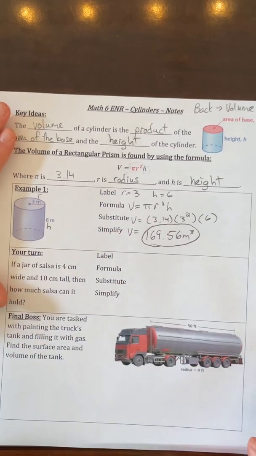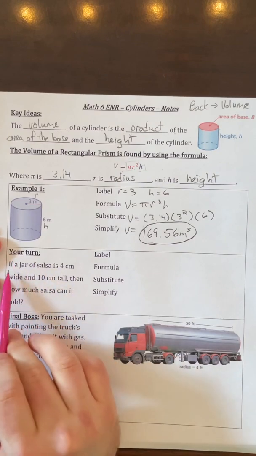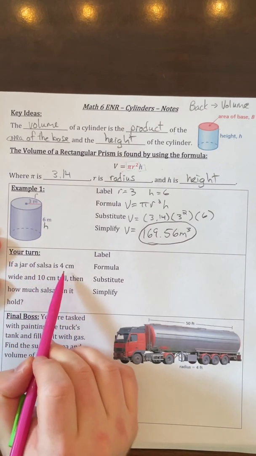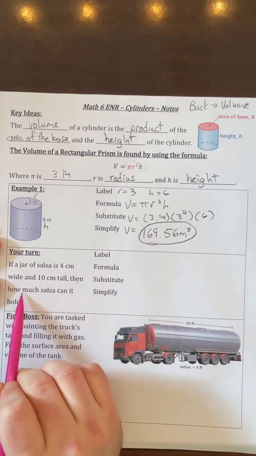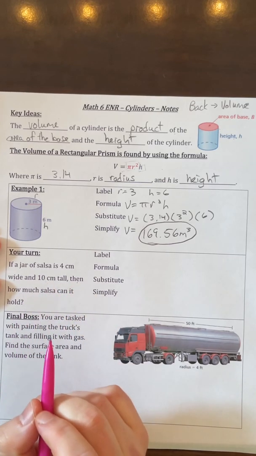So now for your turn, again, same kind of setup. Make sure you can pause the video for yourself, read through it carefully, and then identify what you're looking for. So on where it says your turn, it says if a jar of salsa is 4 centimeters wide and 10 centimeters tall, then how much salsa can it hold?